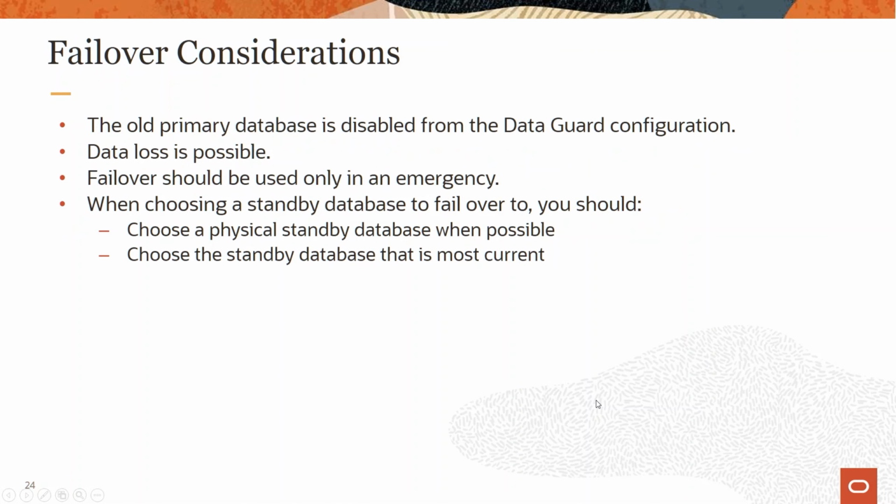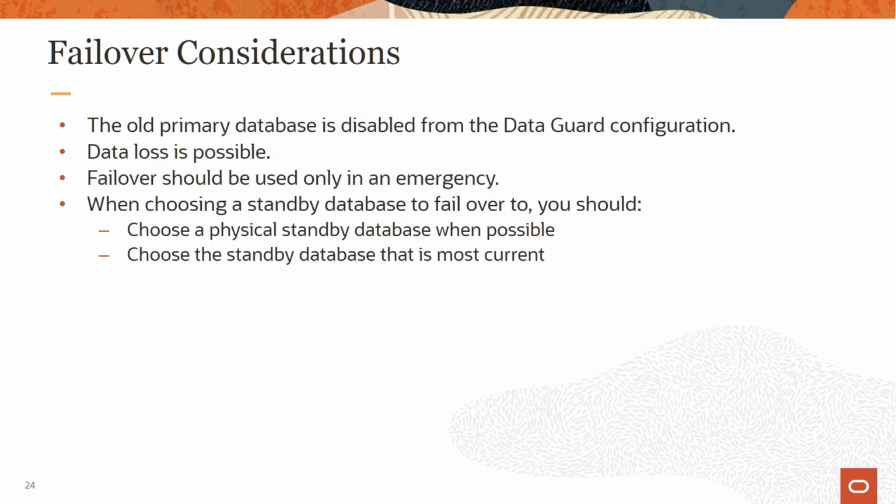Failover considerations. The old primary database is disabled from the Data Guard configuration, and data loss is possible. Failover should be used only in an emergency case. When choosing a standby database to fail over to, you should choose a physical standby database when possible. Choose the standby database that is the most current.